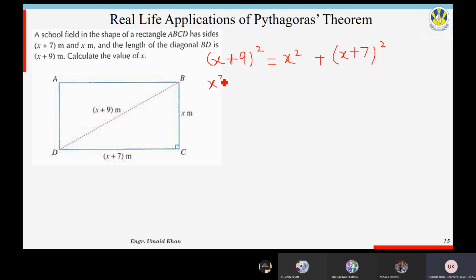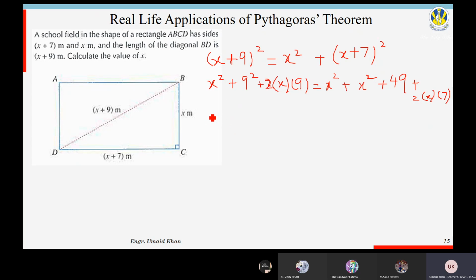You take the square of the first number, then the square of the second number, plus 2 times the first number and the second number. First number is x, second number is 9. This is the expansion of x plus 9 whole square. Then the right side should be equal to x square plus, now expand x plus 7 whole square, it will be x square plus 7 square is 49 plus 2 into x into 7.